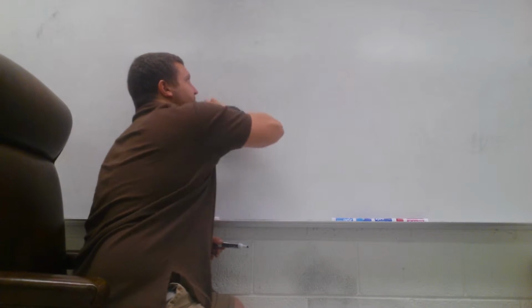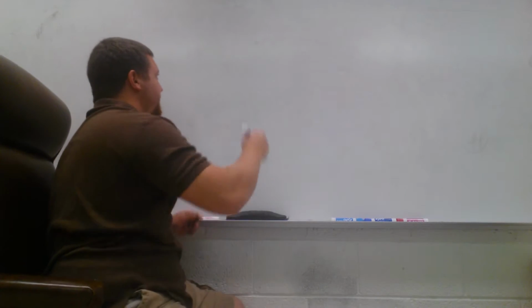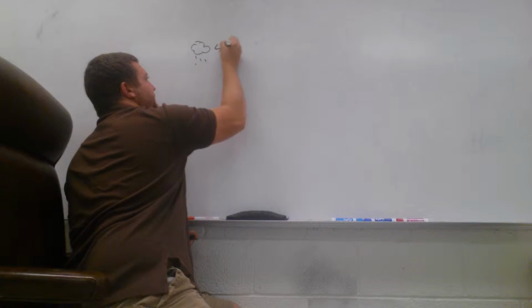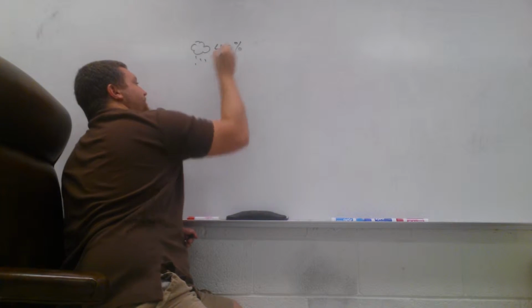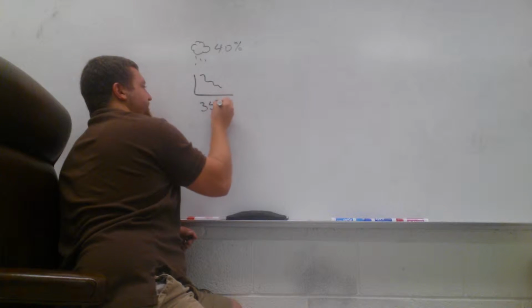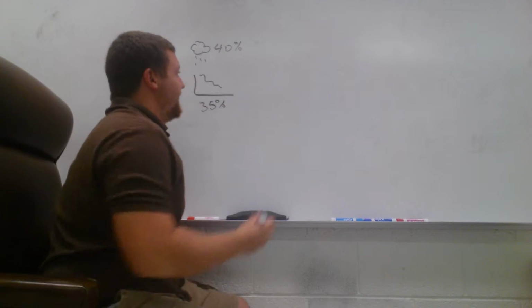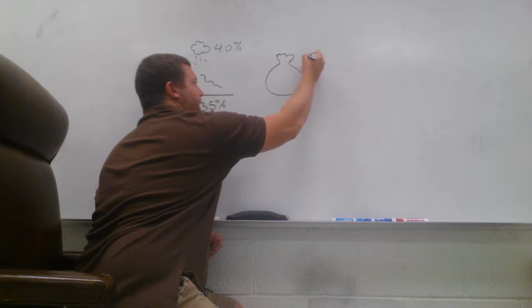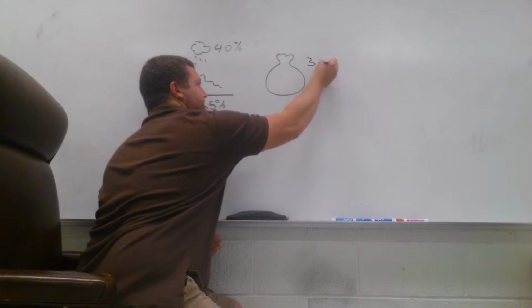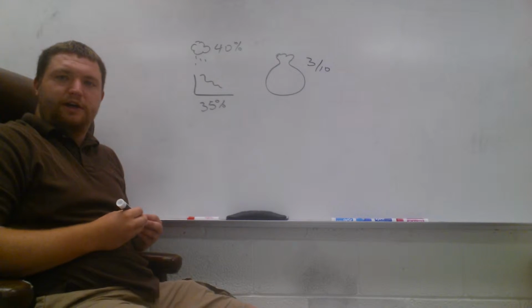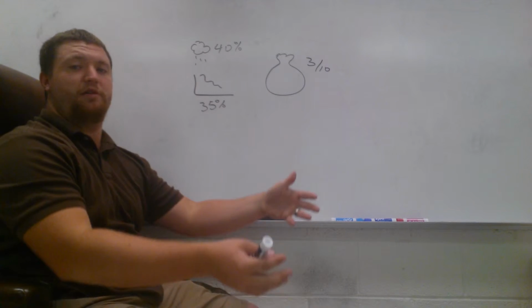So, okay, within those examples I just gave you, we had rain, 40% chance of rain. We had approval rating, 35% chance he gets reelected. And then we had our marbles, and I had a 3 out of 10 chance. Okay? So within those 3 examples, let's talk about 2 ways that we display probability.